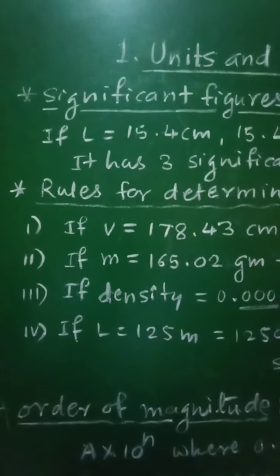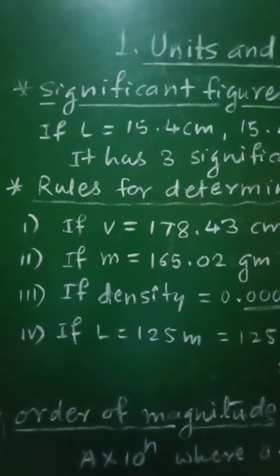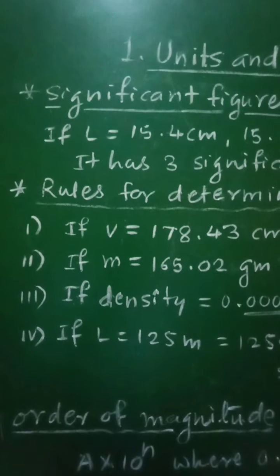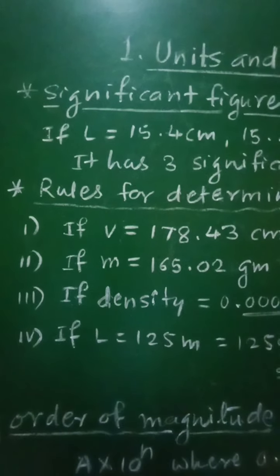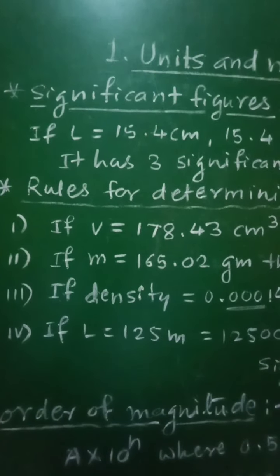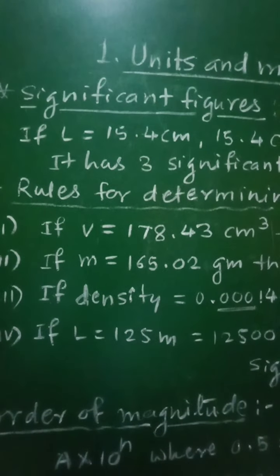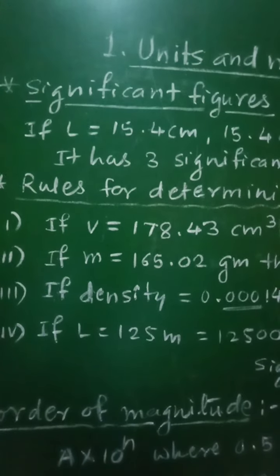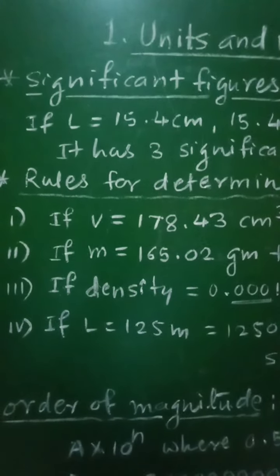Third rule: if the number is less than 1, that is, it is expressed in terms of decimals, then the zero or zeros, a single zero or the total number of zeros to the right of the decimal point and to the left of the first non-zero digit, are not significant. Again it will be repeated.